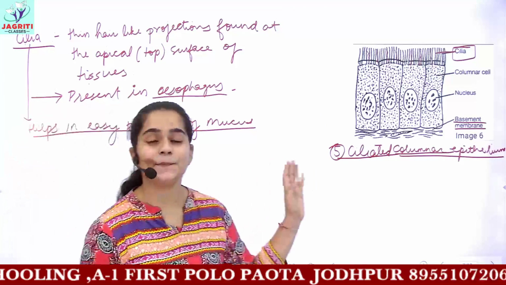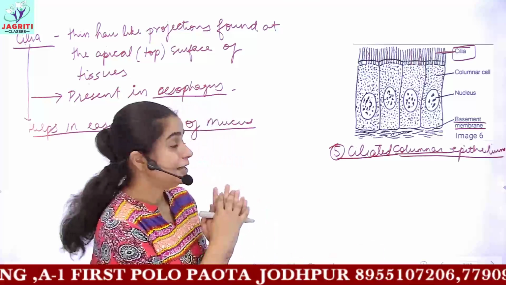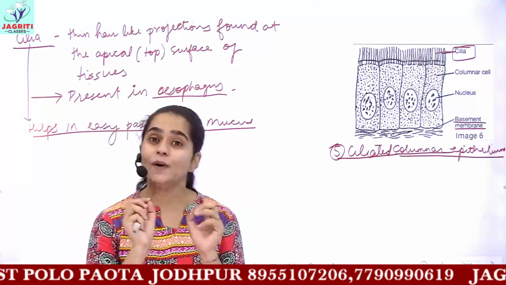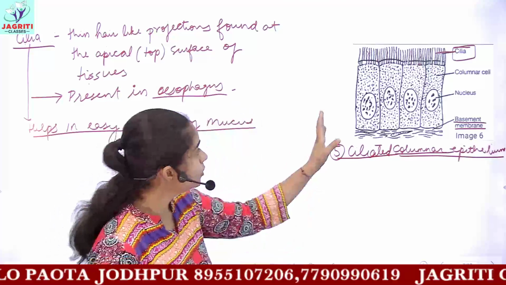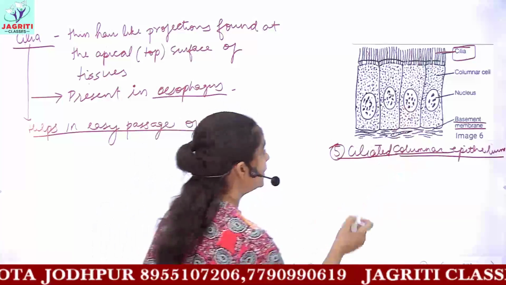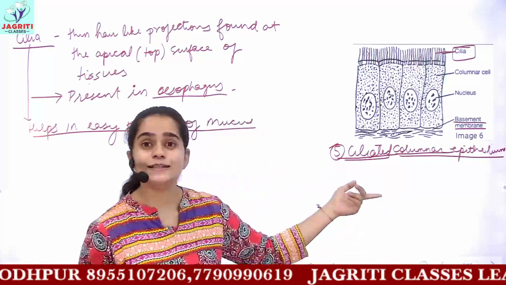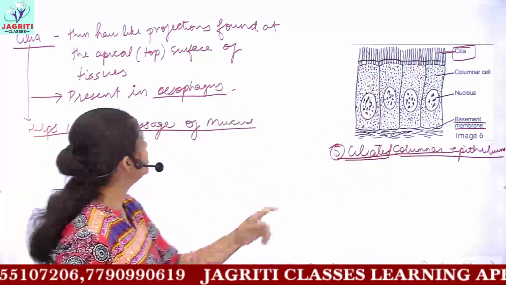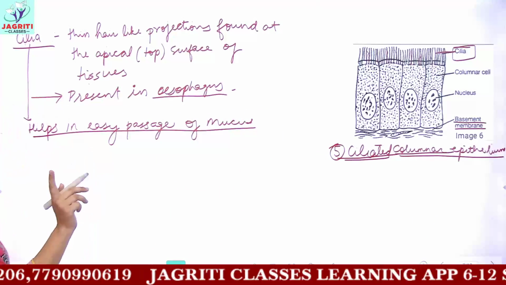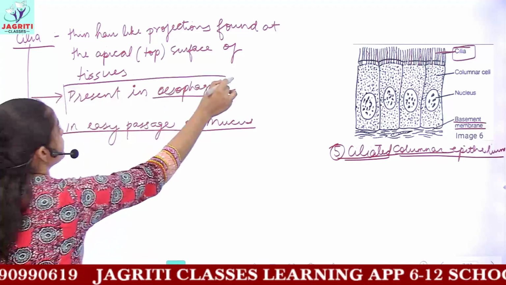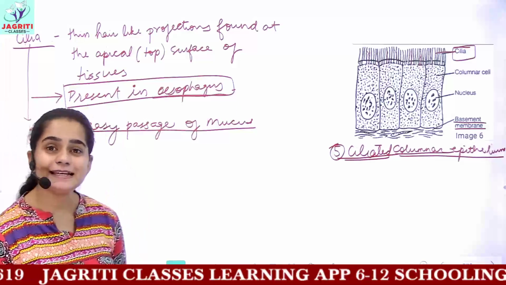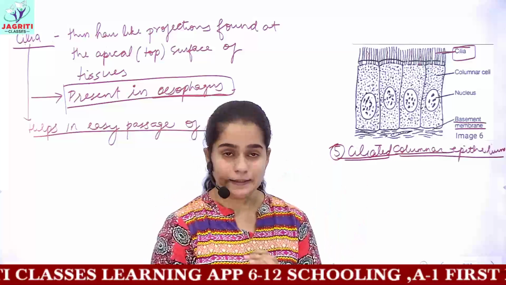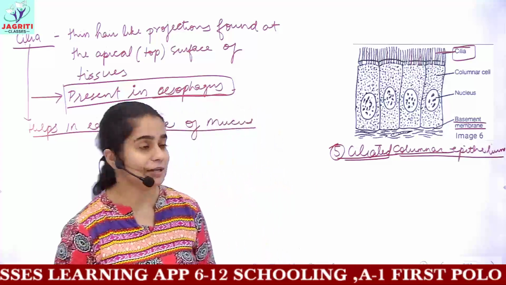So this completes our epithelial tissues. We saw all the kinds of epithelial tissues. What you have to learn in them: you should know how they look, why they are named so, why these are called ciliated, why these are called columnar, that is their structure. And then you should remember their functions and their location, that is, in which part of our body each kind of epithelial tissue is present. So this completes epithelial tissue.